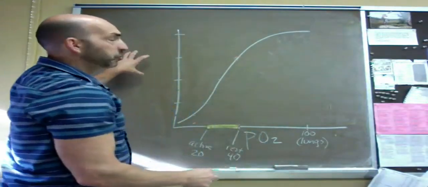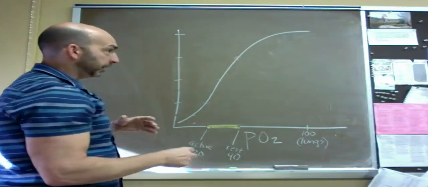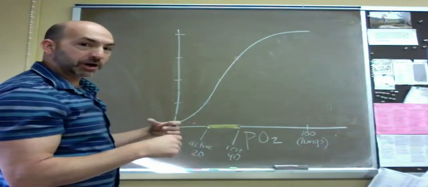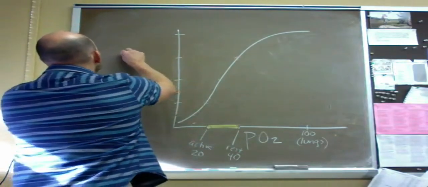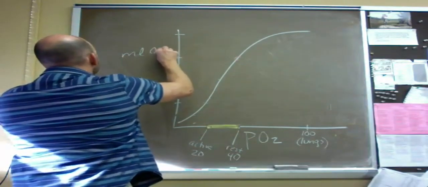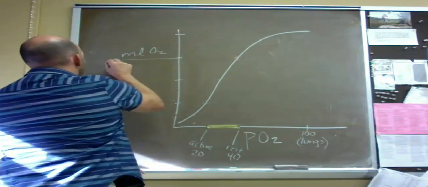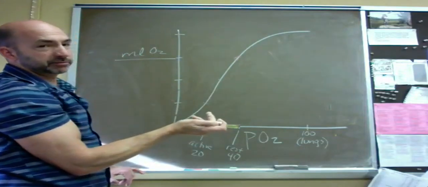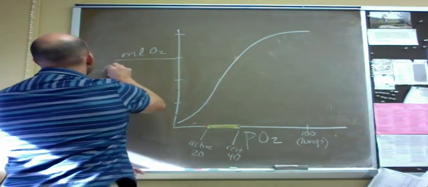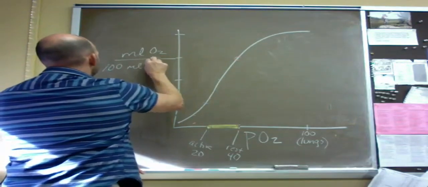We're going to use O2 content now, basically the O2 content capacity. How much oxygen can the blood carry? So we're going to use mils of O2 per, and by standard, it's per deciliter of blood, which is 100 mils of blood.